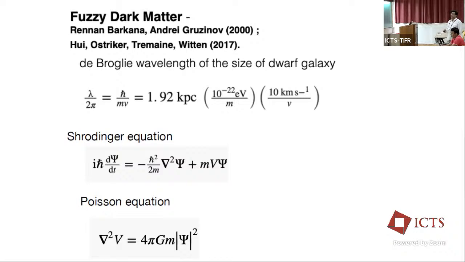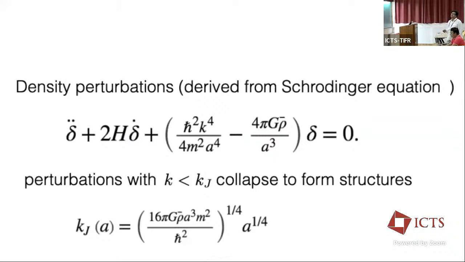And when you solve these for psi squared, which is the density, then from that Schrodinger equation you will get density perturbations, in which you have this Jeans equation, where this is the gravitational potential created by the dark matter. And here you get an extra pressure term.